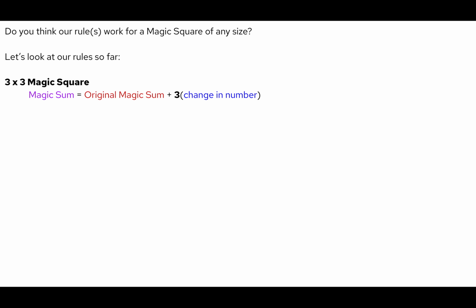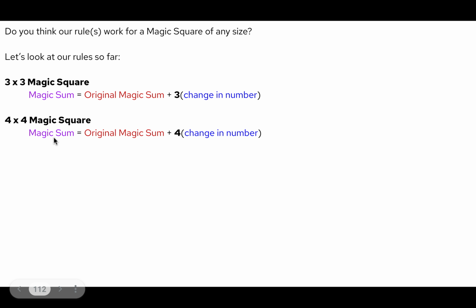So do you think our rule for the magic square would work for any size? Well, let's look at our rules so far. So far, we know that for a 3 by 3 magic square, the new magic sum is the original magic sum plus 3 multiplied by the change in number. We know that for a 4 by 4 magic square, the new magic sum equals the original magic sum, but this time plus 4 multiplied by the change in number. So the only thing that changed is the 4 from the 3. So what might a rule look like for a magic square of any size?